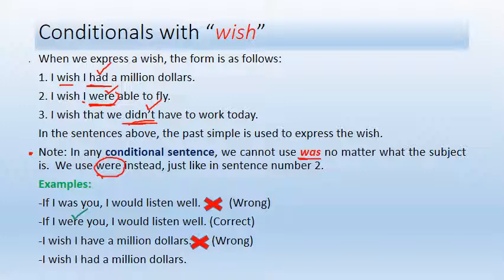I wish I have $1 million again. No. I wish I had $1 million. Why? Because when I'm writing a wish, I'm expressing a wish, I use the past simple only. And in the case of verb be, I use were and not was.